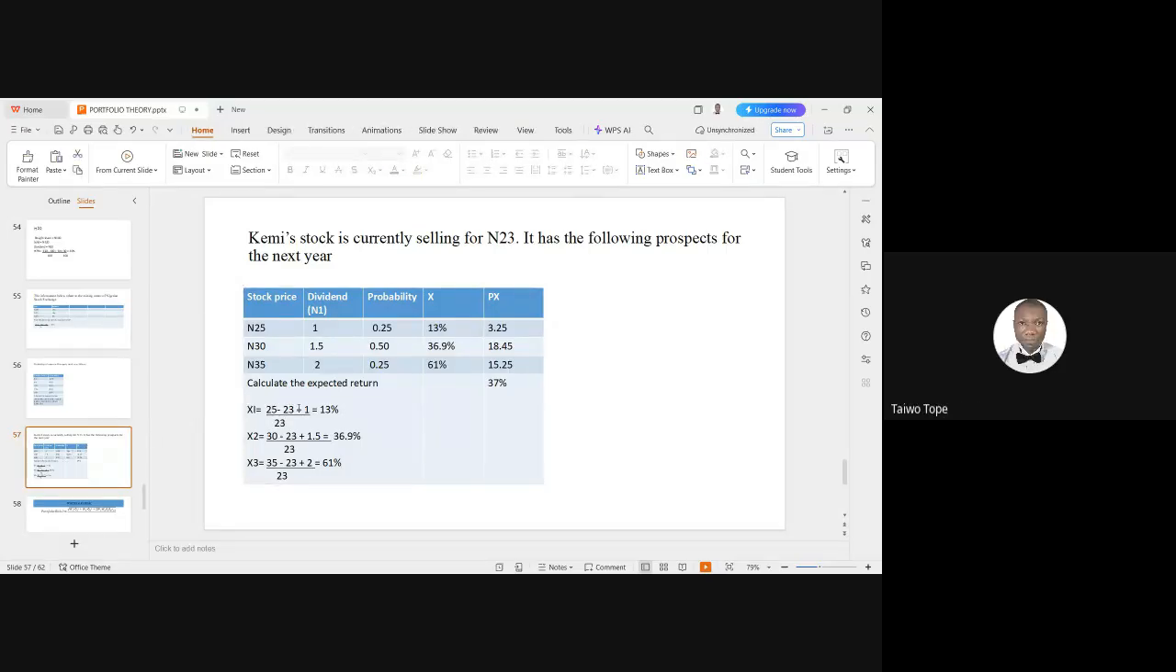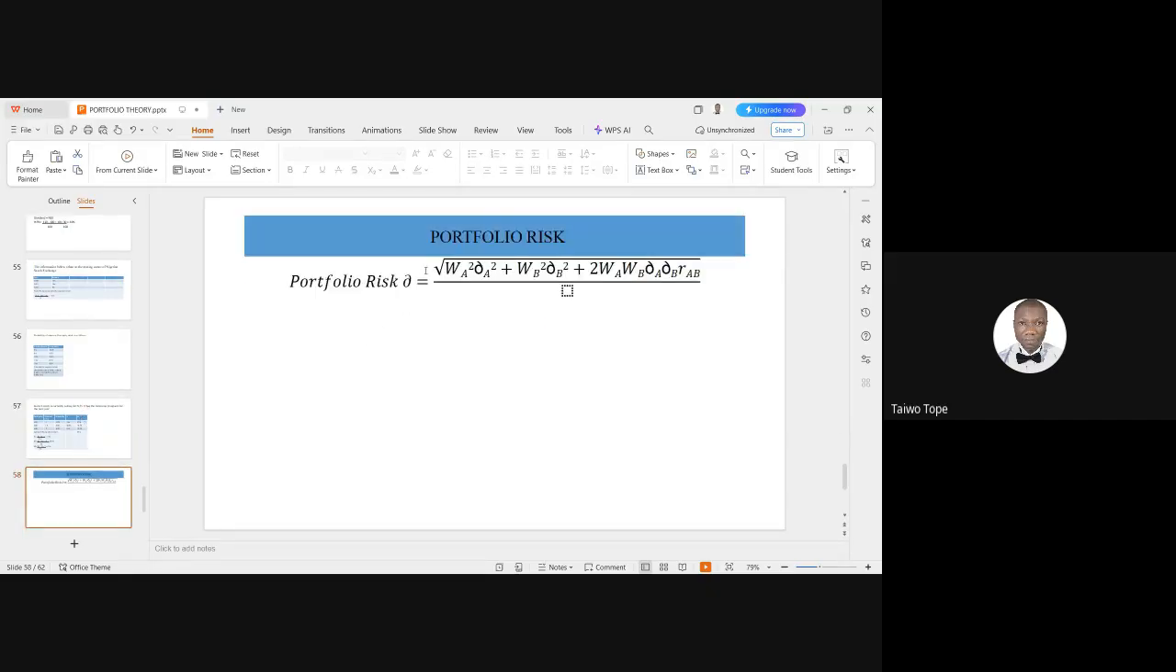So these are the various ways to determine your expected return. Now the subject matter of today's class is on the issue of portfolio risk.